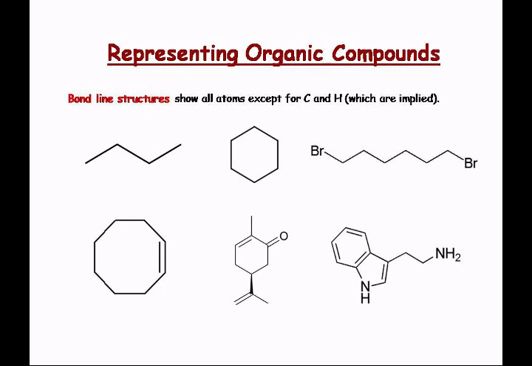So here are some bond line structures. Okay, here's a slide of bond line structures. Obviously, some of them are more complicated than others, right? So if you look here, this structure is that structure that we just showed, butane. Okay, well, let's look at this structure here, cyclohexane. Everybody draw the bond line structure in their notebook or whatever. And everybody tell me, what's the molecular formula of that molecule?